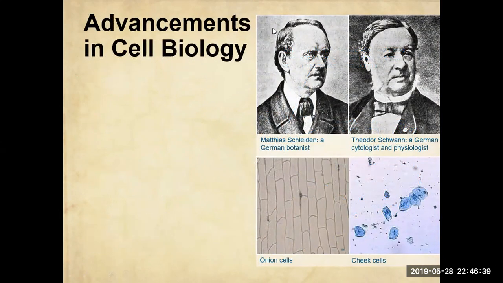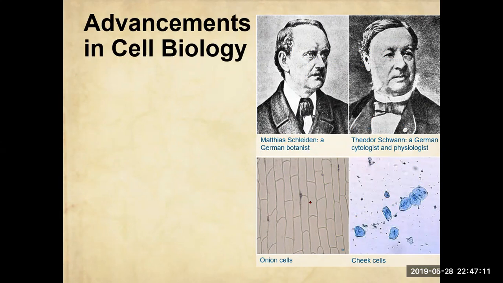Okay, the next is advancements in cell biology. So we are looking at these scientists and what they have already done regarding cells. The first one, the first picture from the left side, is Schleiden, who was a German botanist. And the next one is Schwann, who was a German cytologist and physiologist. So that's why we know these two scientists as Schleiden and Schwann.